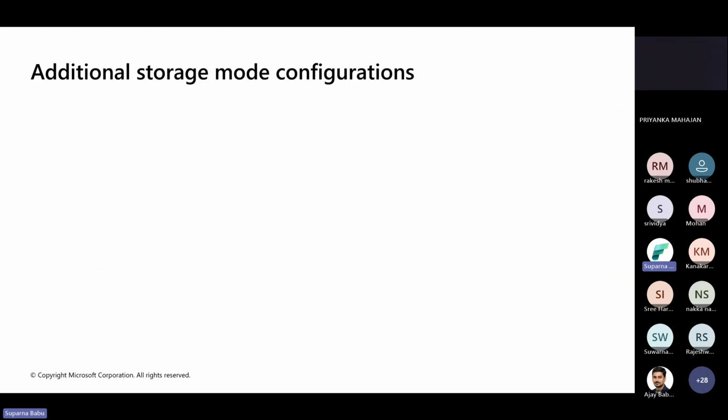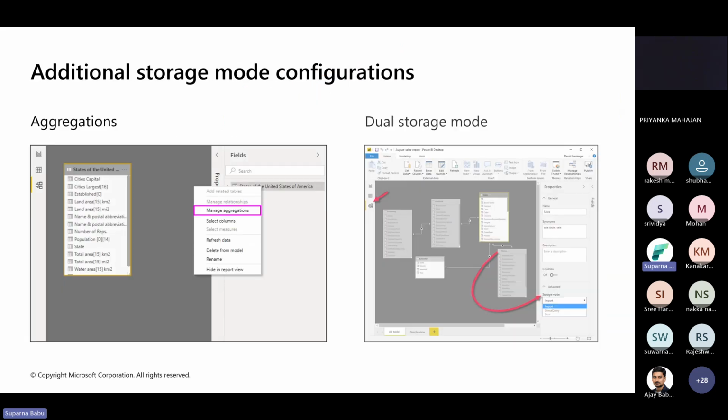Now let's see additional storage mode configurations. Here is a sample snapshot. See, this is just an aggregate. Here you can select this, you can manage the aggregation. Now here you can see there is import, direct query, and something called dual. You can directly change this.